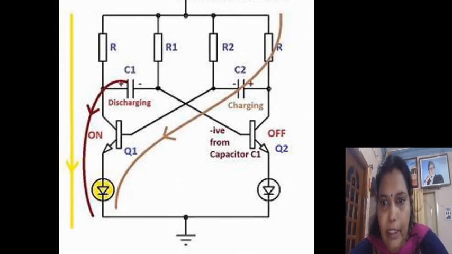Here, after a time period determined by the R1 C1 time constant, the capacitor C1 discharges completely and starts charging in the reverse direction through R1. Now when the capacitor C1 charges to a voltage sufficient to provide a base-emitter voltage of 0.7 volts to the transistor Q2, it turns on and the capacitor C2 starts discharging.